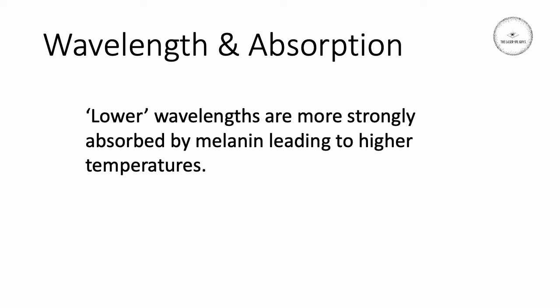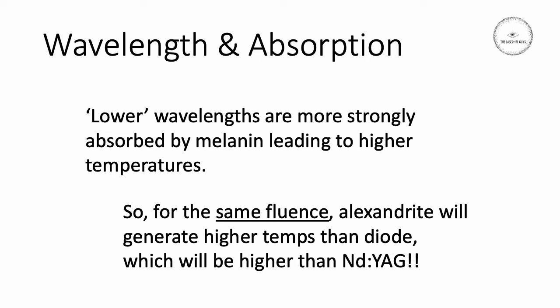Lower wavelengths are more strongly absorbed by melanin compared to the higher wavelengths. So for the same fluence, a lower wavelength will generate higher temperatures in the epidermis. For example, the alexandrite, which is at 755 nanometers, will definitely generate higher temperatures compared with the diode at 808 or 810 nanometers for the same fluence, which will be considerably higher than for the Nd:YAG at 1064. So this makes it a little trickier to compare systems.